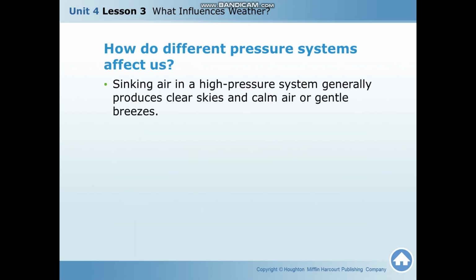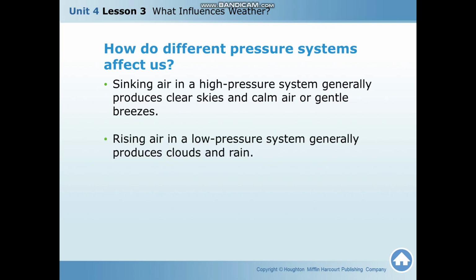How do different pressure systems affect us? Sinking air in a high pressure system generally produces clear skies and calm air or gentle breezes. Rising air in a low pressure system generally produces rains and cloud.